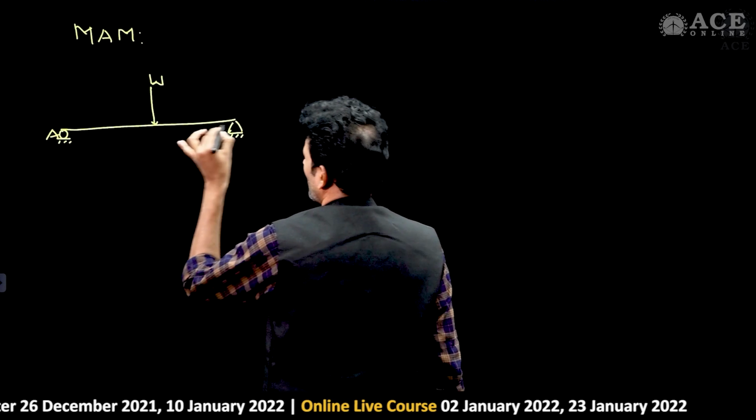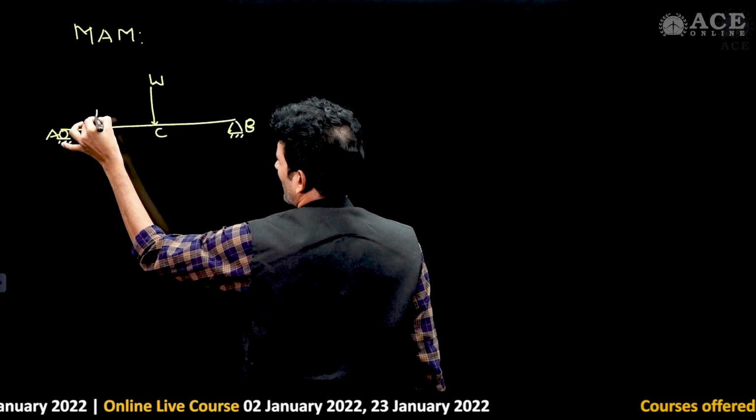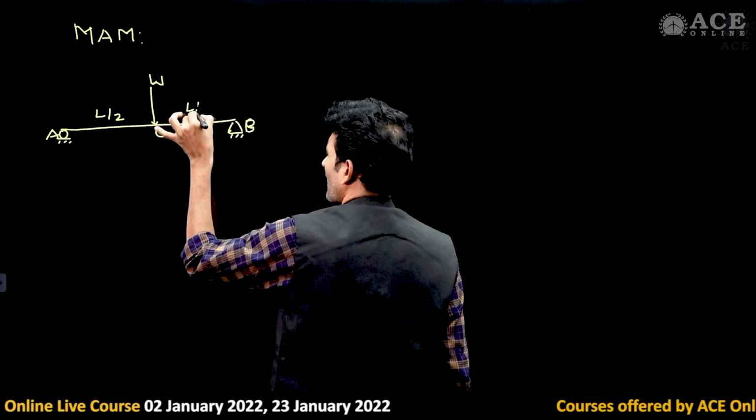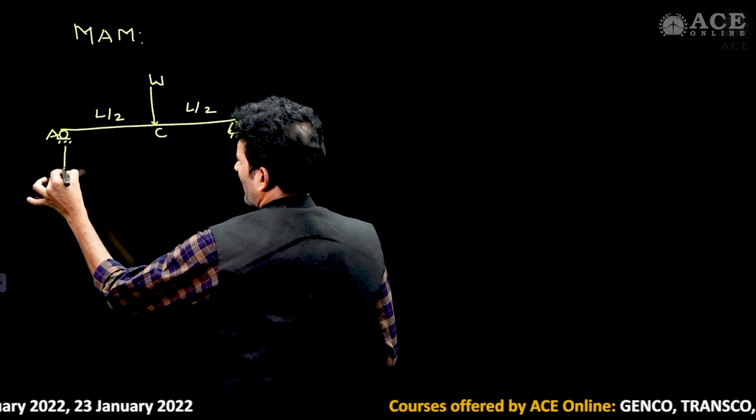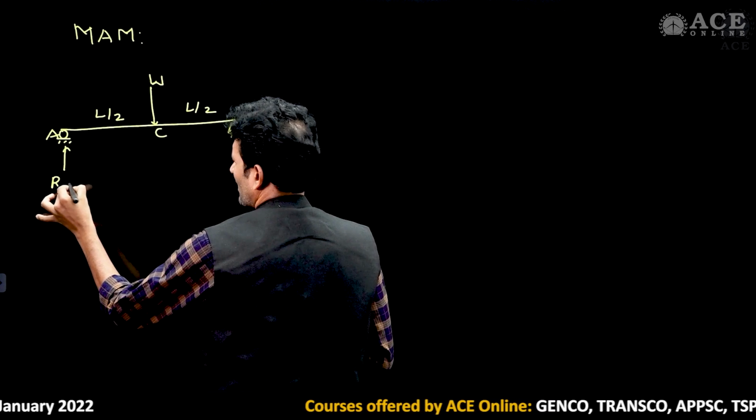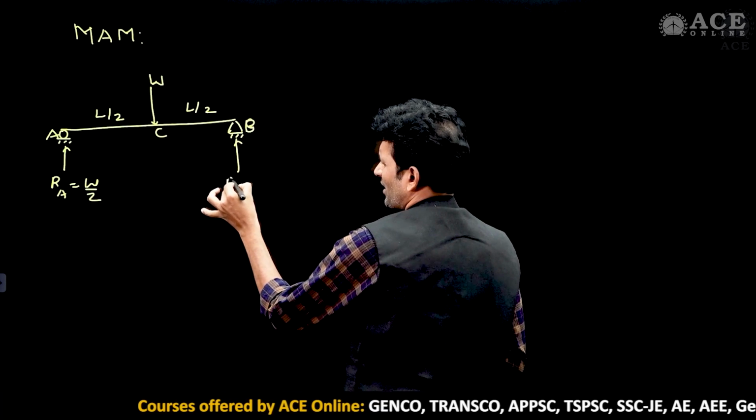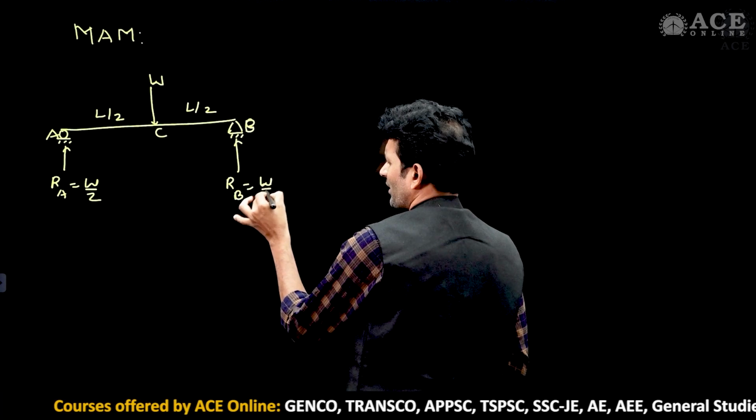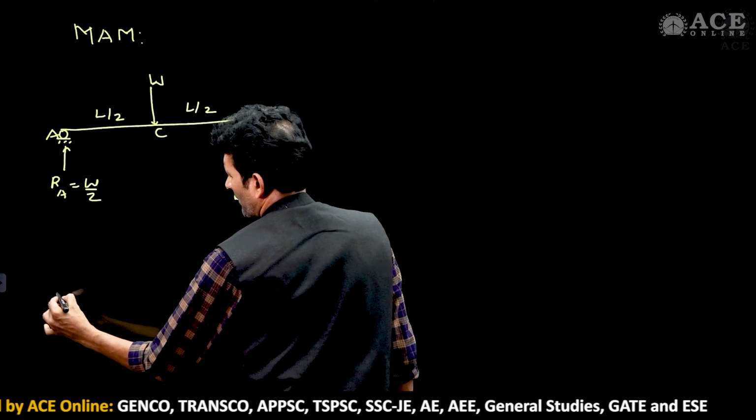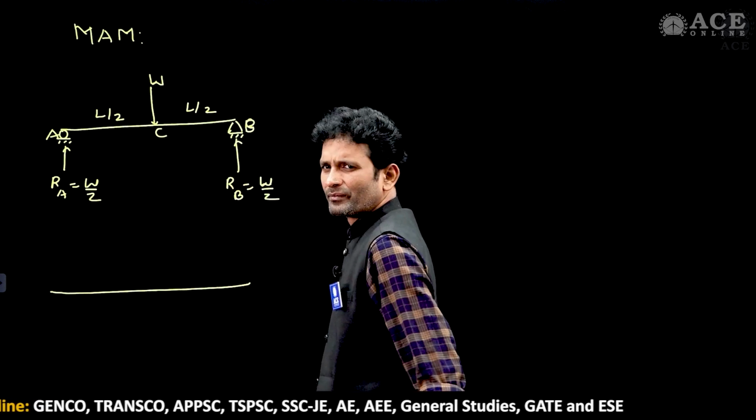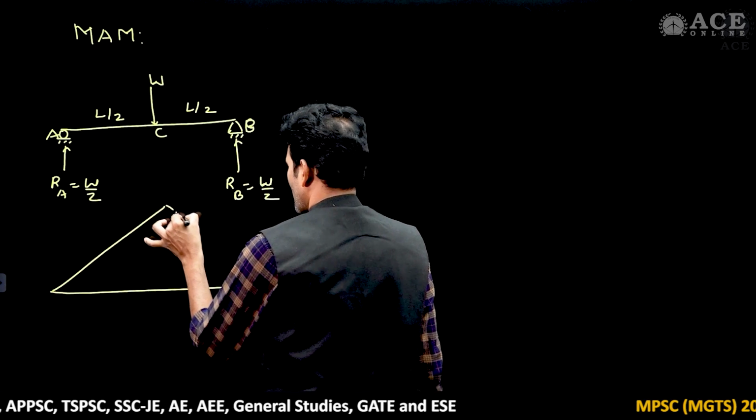I can mark this as A, this is B, and this is C. Span AC has L by 2 distance, and span BC has L by 2 distance. Now, what is the reaction at A? Reaction at A is W divided by 2 because it is a symmetrical load, and the reaction at B is again W divided by 2. Take the curvature diagram for this one, or take the bending moment diagram. First I am taking the bending moment diagram. If EI is constant, the bending moment diagram is sufficient for us.